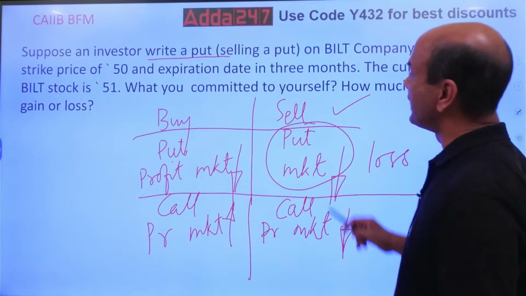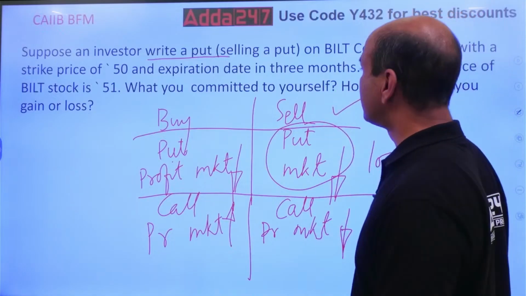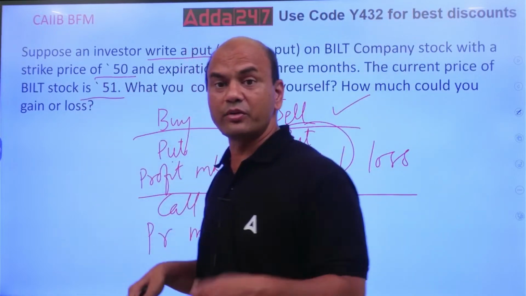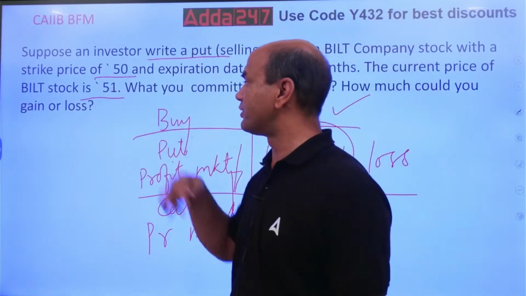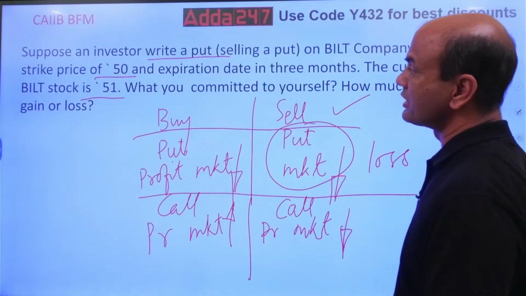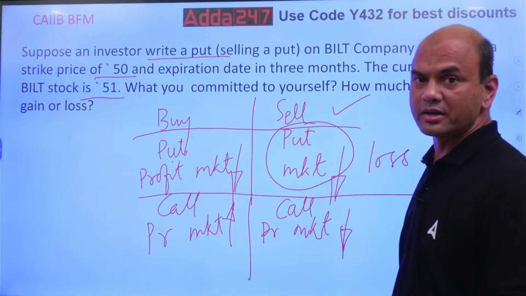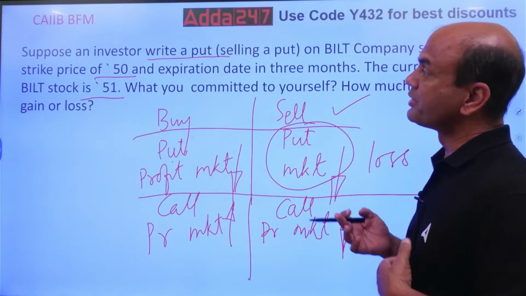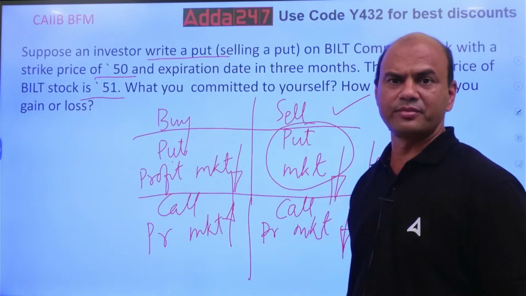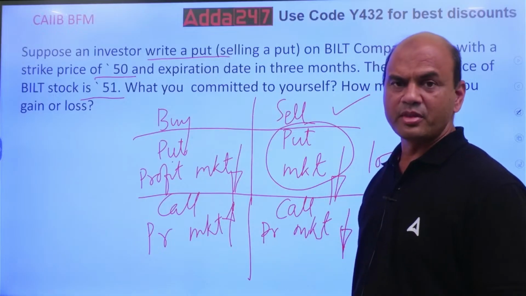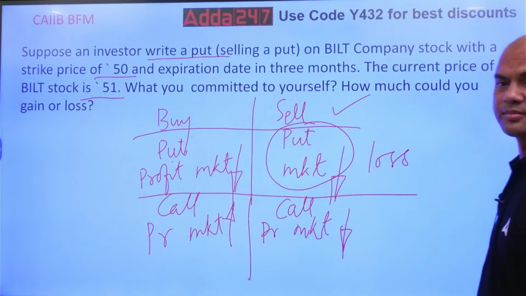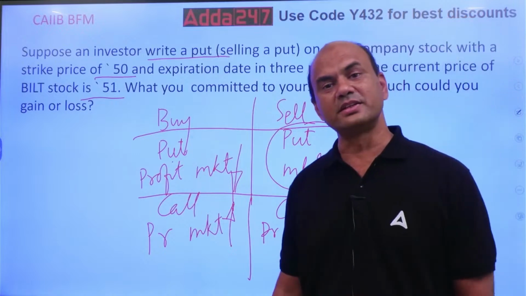Expiration date is 3 months. The current price of the Bilt stock is 51. So he has written at 50, he has sold it at 50, and now the price is 51. If I am the seller, so I am this investor, what have I committed? I am the seller, which means there is a buyer. So what have I told this buyer? How much can I gain or lose in this case?